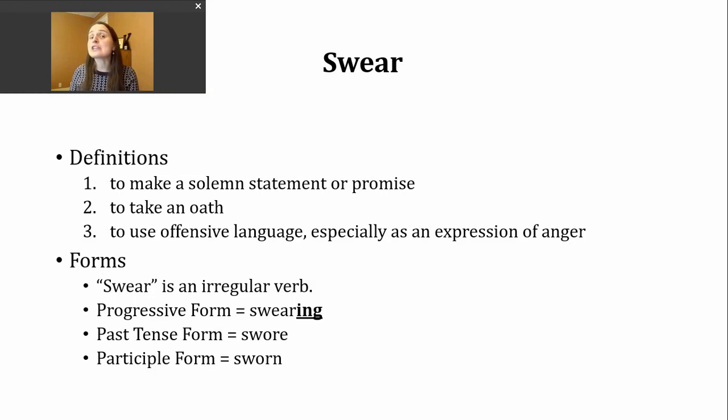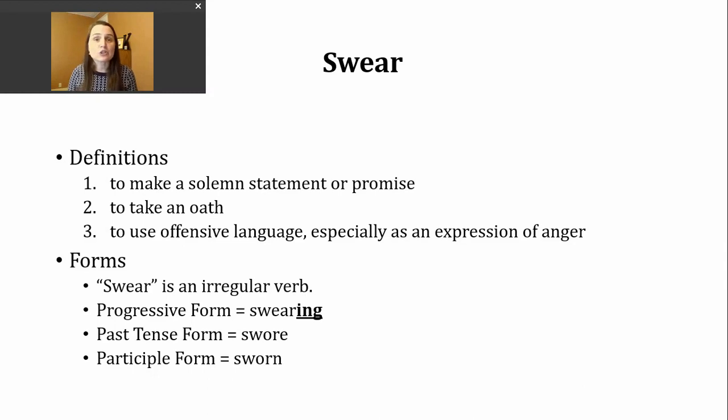You should know that swear is an irregular verb. If I want to make the progressive tense, I'm going to add ing to form swearing. But the past tense has a completely different spelling. It's swore, S-W-O-R-E, and then the participle form is sworn, S-W-O-R-N. I know I tell students many times how hard it is to memorize and learn all of these irregulars that exist in English.